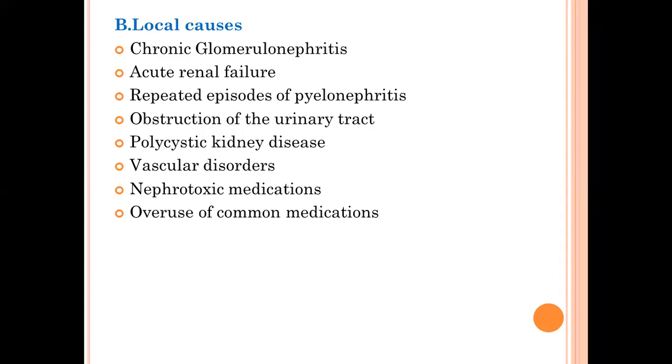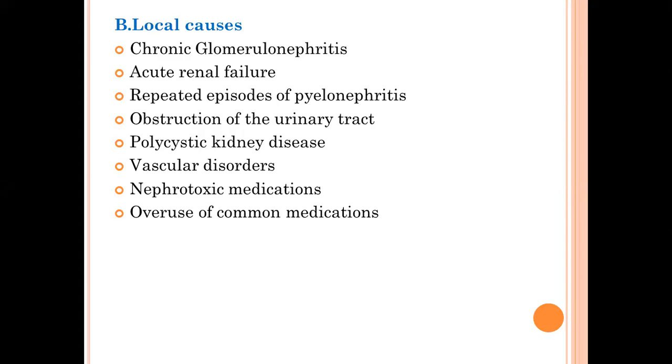Next is acute renal failure. Acute renal failure is a condition in which the patient cannot filter waste products from the blood. If the patient already has a history of acute renal failure, then there is a high risk the patient will also have chronic renal failure if treatment is not proper. The patient can also be at risk because of repeated episodes of pyelonephritis. Pyelonephritis is a condition where there is damage to your renal parenchyma.